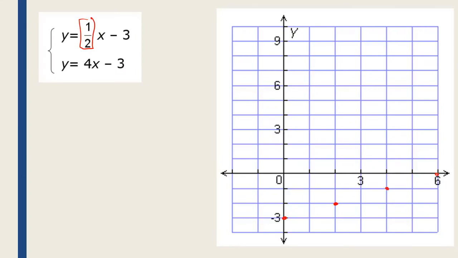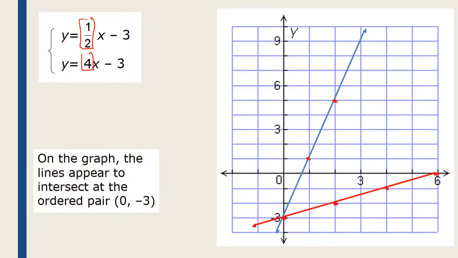All right, and so there's our point. So let's graph that. There that is. And then the next one says when x is 0, y is negative 3 also. But this time our slope is 4 over 1. So we're going to rise 4, run 1. There we go. And let's go ahead and graph that. There's our point. And so now notice that on the graph the lines appear to intersect at the ordered pair 0, -3. So in this case our solution set would be 0, -3.